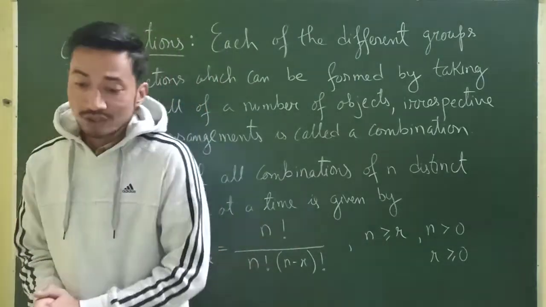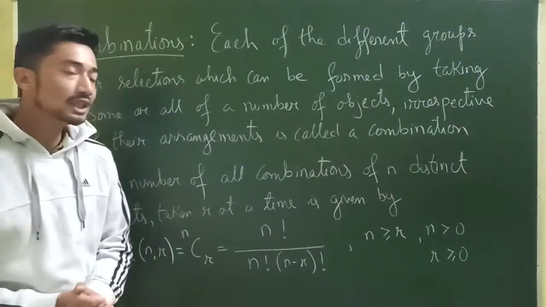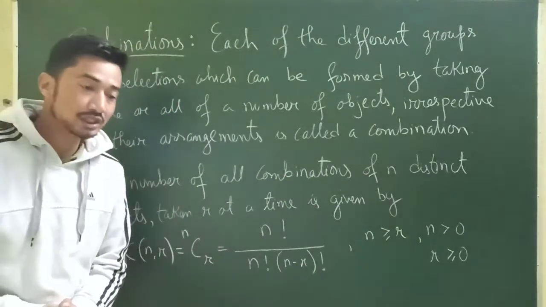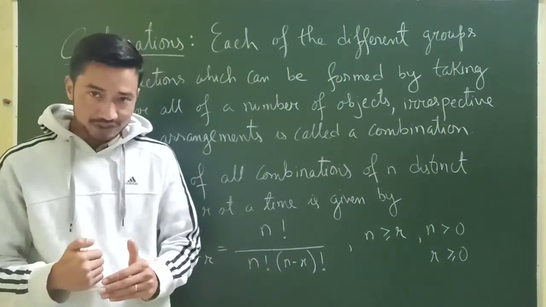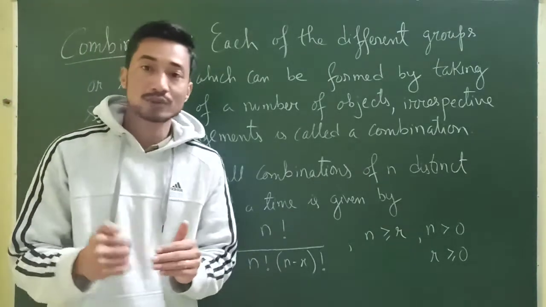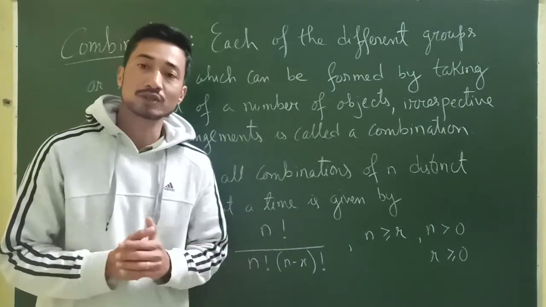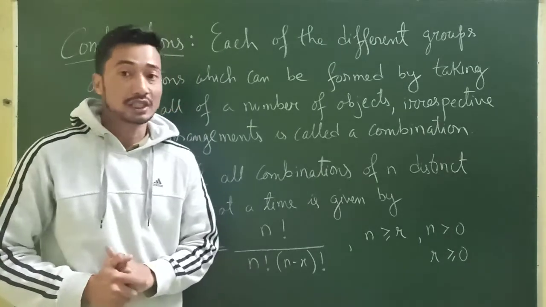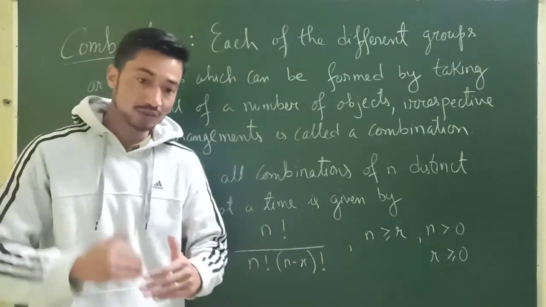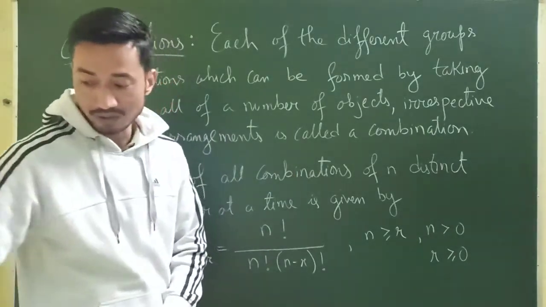Let's start with combinations. If you remember, while we were doing permutations, we found out the difference between a permutation and a combination. If you haven't, please go back and check out the videos on permutations. I will be giving you the link below, so you can click on the link and learn permutations. You just cannot start with combinations all of a sudden.